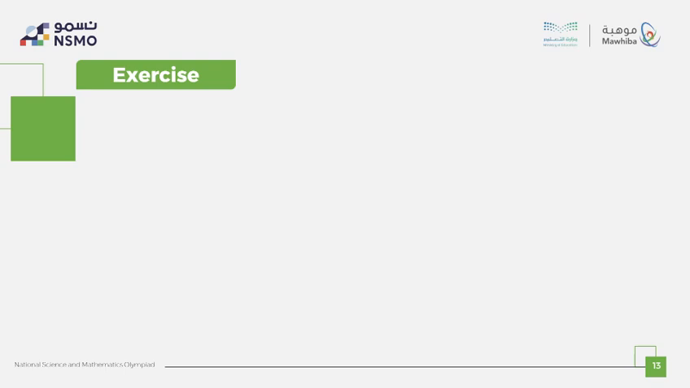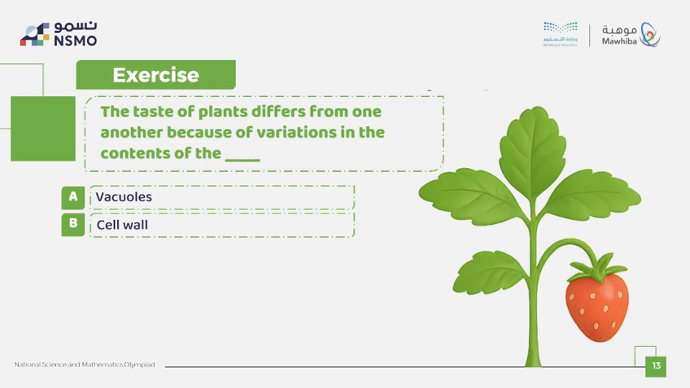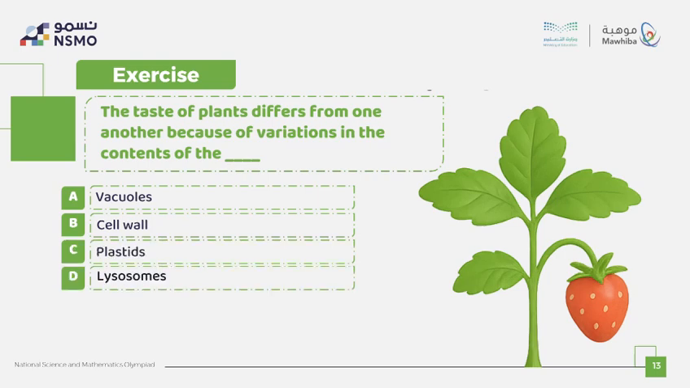Now that we have learned about several important cell organelles, such as the endoplasmic reticulum, Golgi apparatus, lysosome, and vacuoles, let's apply this knowledge with a quick exercise. The question asks: the taste of a plant differs from one another because of variations in the contents of the what, guys? Is it vacuoles, cell wall, plastids, or lysosomes?